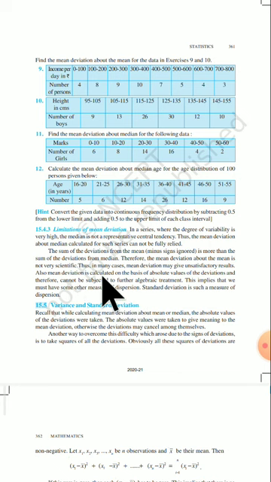Also, mean deviation is calculated on the basis of absolute values of the deviations and therefore cannot be subjected to further algebraic treatment. This implies that we must have some other measure of dispersion. Standard deviation is such a measure of dispersion.